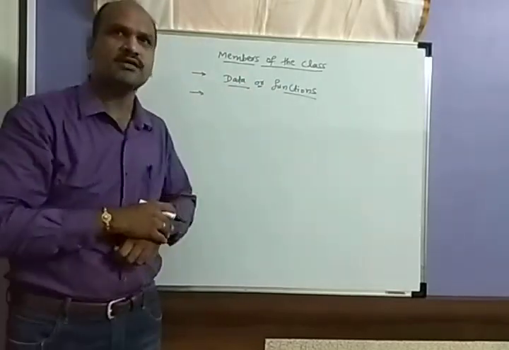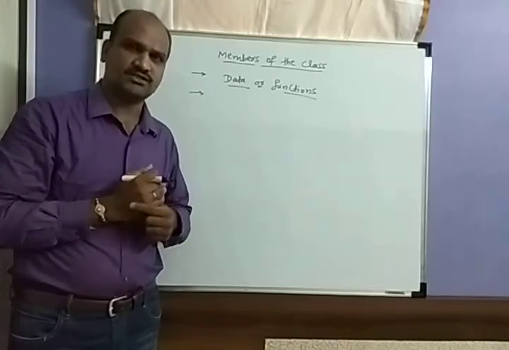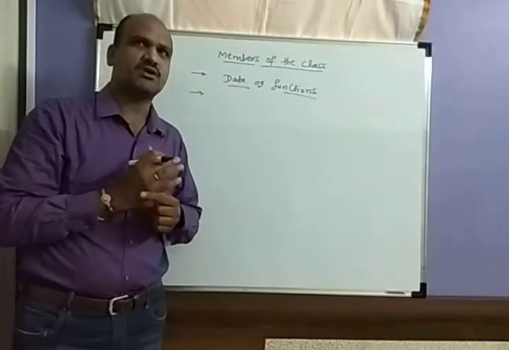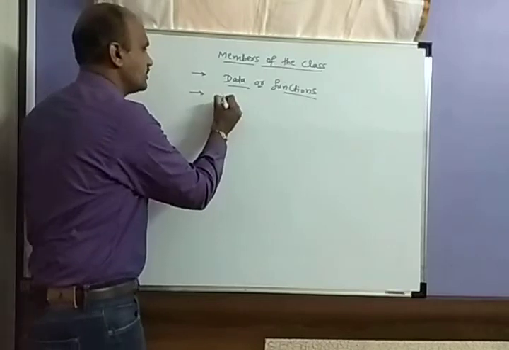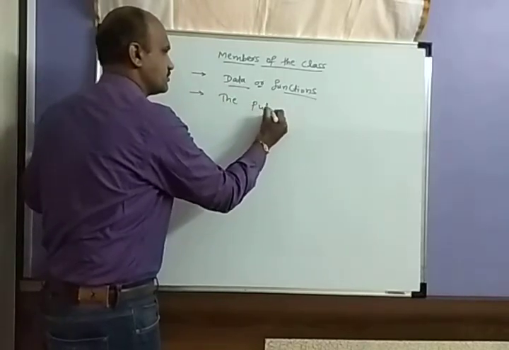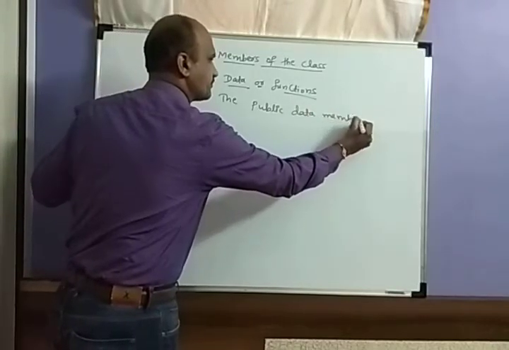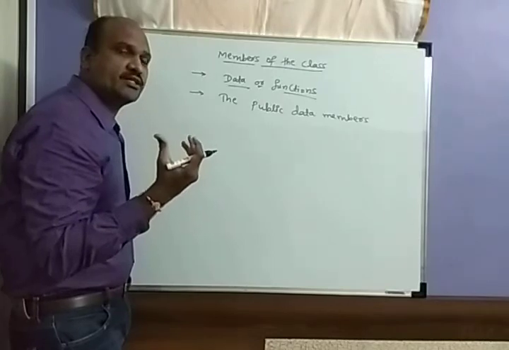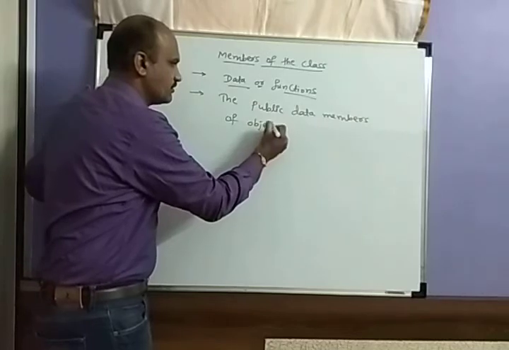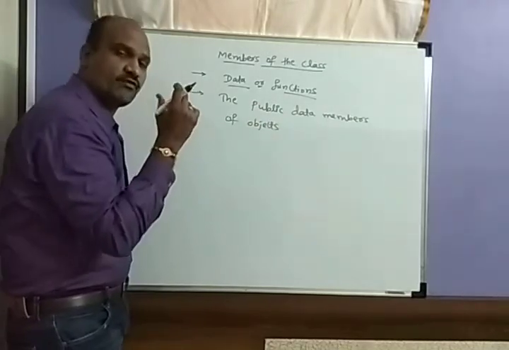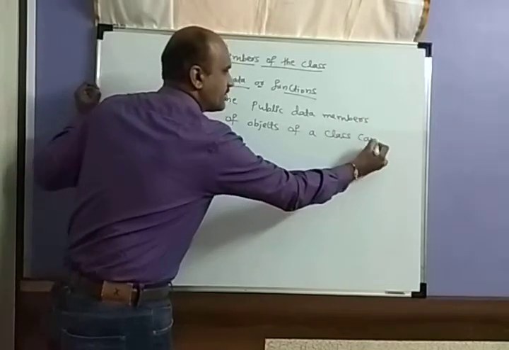That is one point. And the second point: the public data members, whatever you defined in the public access specifier, whatever you declared in the public section, of the objects of a class can be accessed.